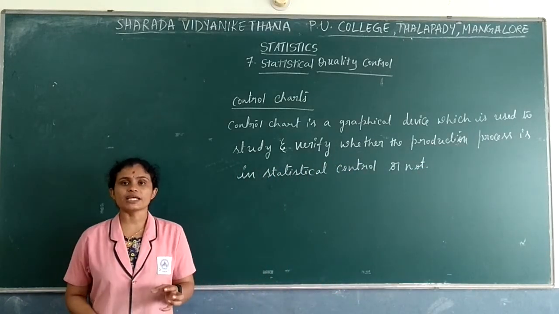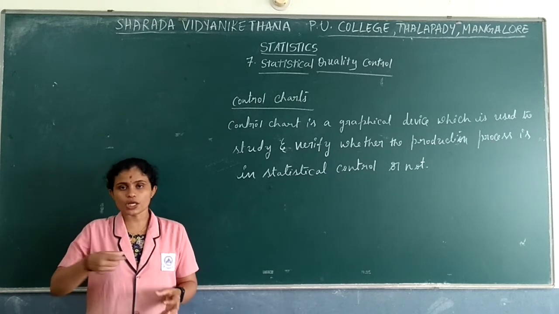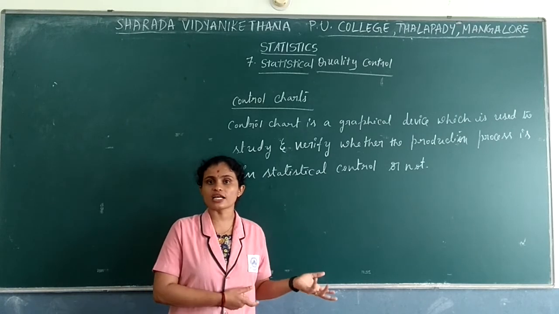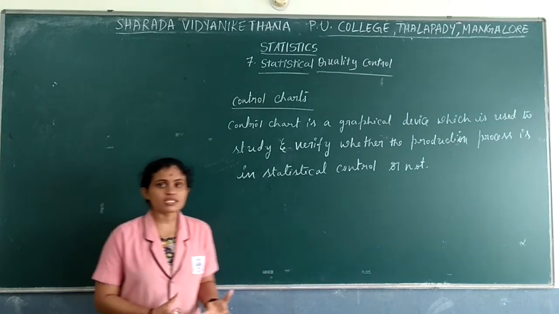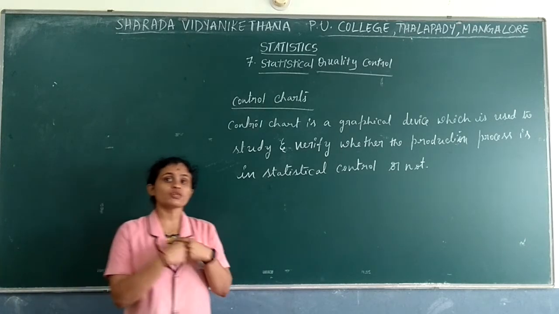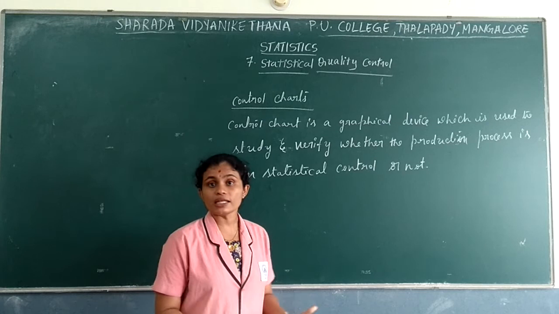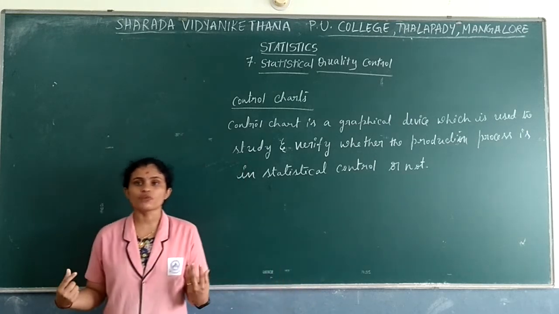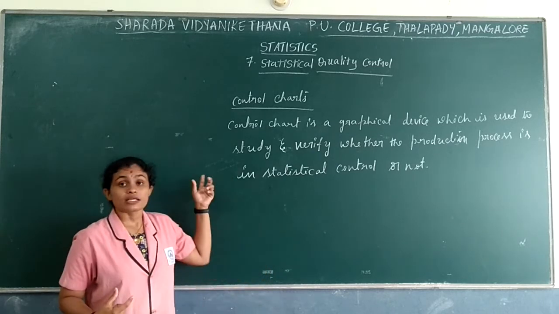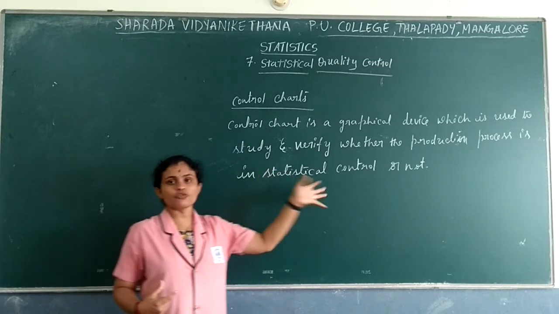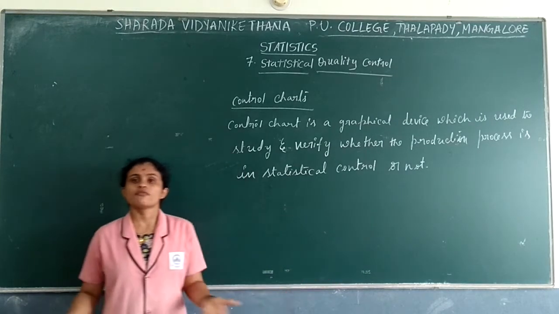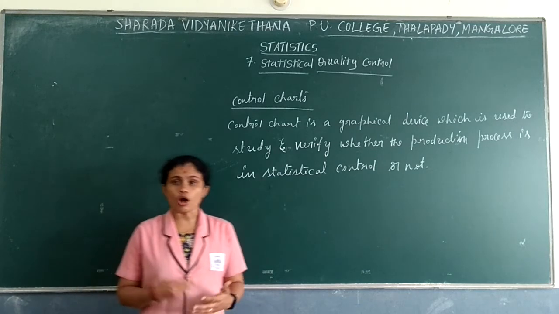We verify here whether the production of a particular product is going on, and whether this process is under statistical control or not. If it is under statistical control, we get a qualitative product. If it is not under statistical control, we may find some kind of defects in our product after the production. So a control chart is a graphical device. Graphically we represent whether our process is under control or not.